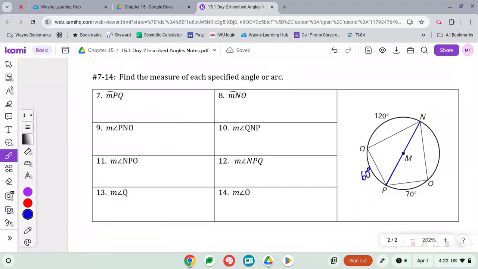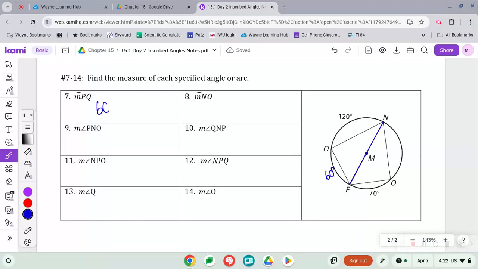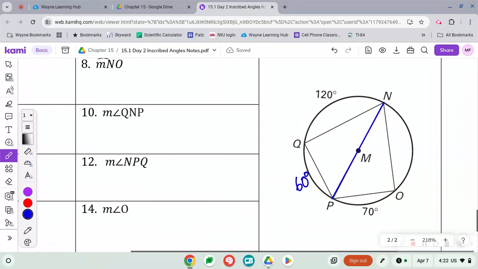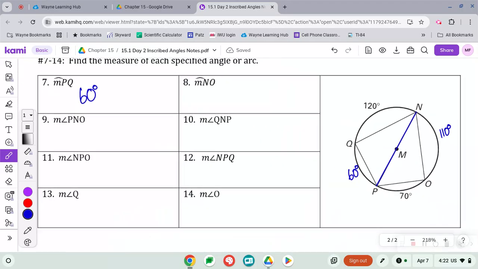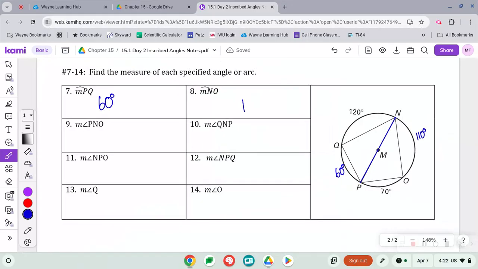Okay? So for the next part, you can do the same thing if you want to find NO, or if you prefer, we know the whole circle is 360, you can add this 180 plus 70, 250, take that from 360, we're left with 110. Okay, so that will take care of the second part.